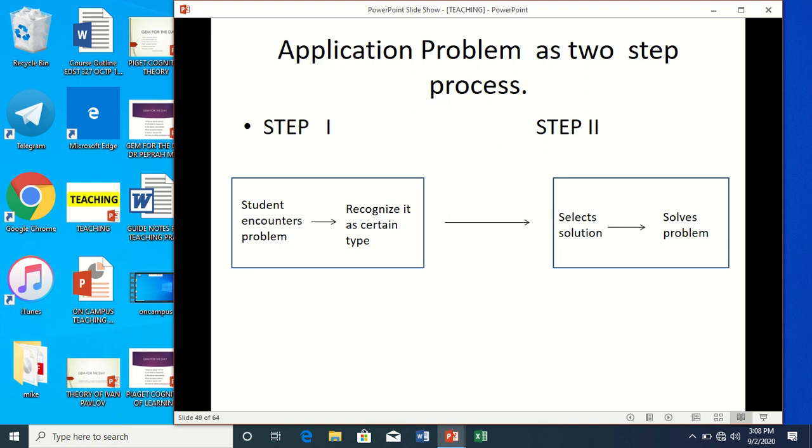You must give the student a problem so he encounters it. Then the child should be able to recognize what you have given him or her as a certain type. And so when he has done that recognition, then he or she will be able to select the alternative, the solution, and then solve the problem. If this is not done, the child cannot do application.